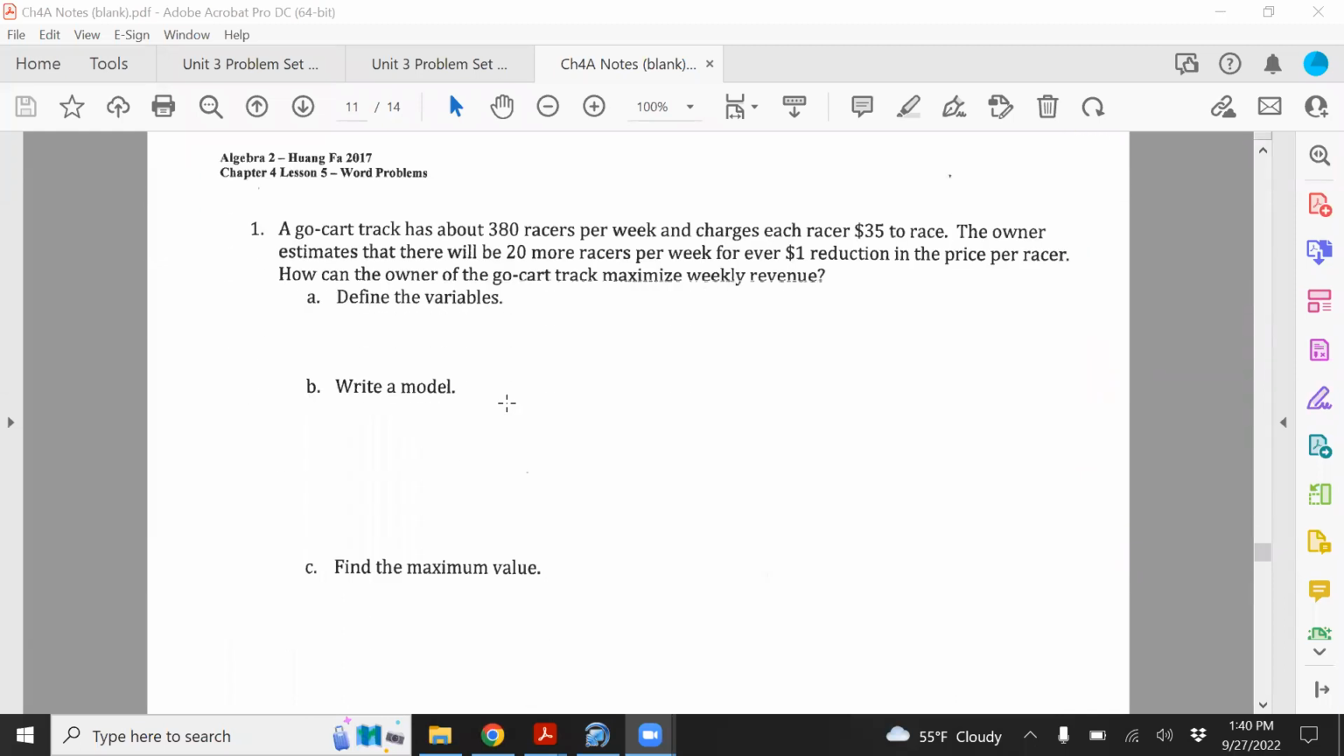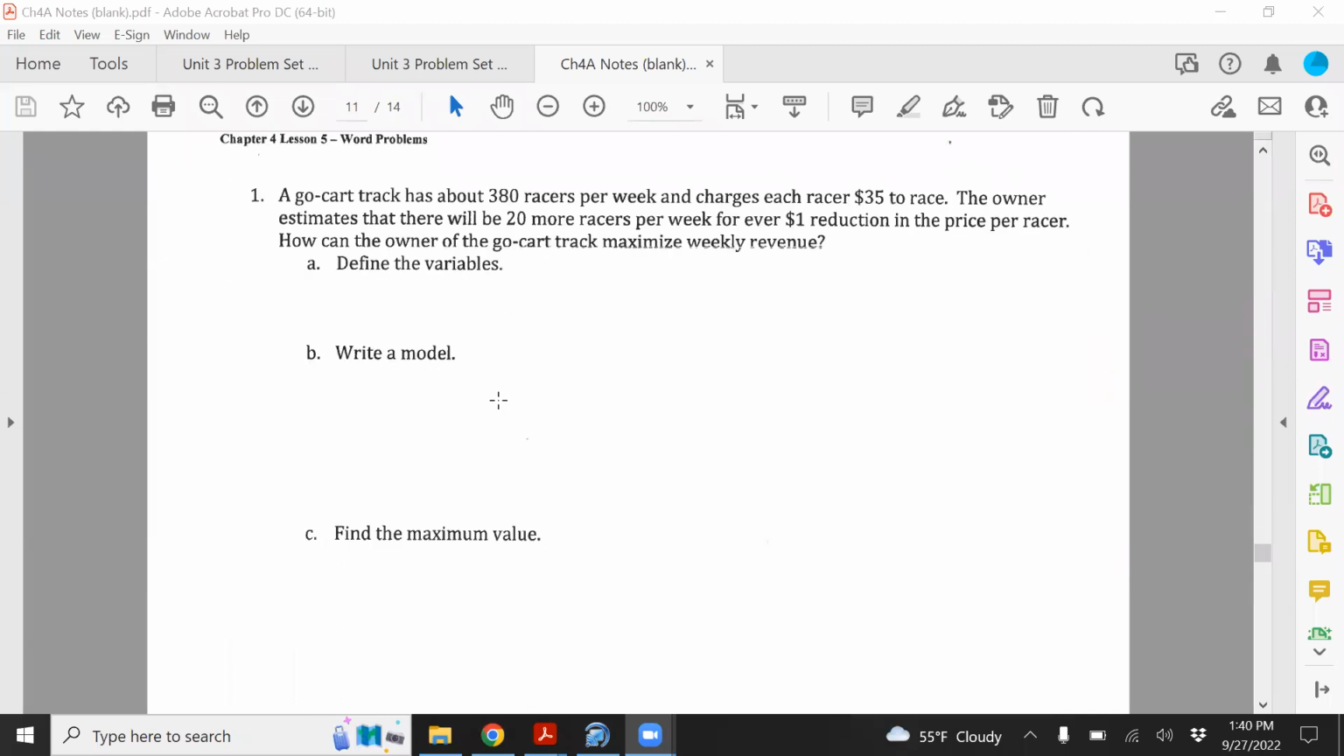All right, let's try another one here. Now, this one's a little strange, but it's okay. And there'll be a problem just like this. I think it's number 21 here, or 20. I can't remember.